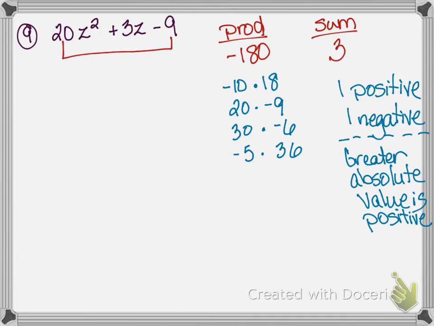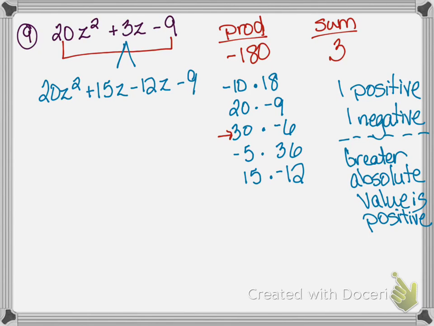Okay, what did we say about 30? If 30 is there, then there's 15. Good. It's 15 and 12. That's the two numbers, 15 and negative 12. Okay? So I'm splitting my 3. So I have 20z squared plus 15z minus 12z minus 9.